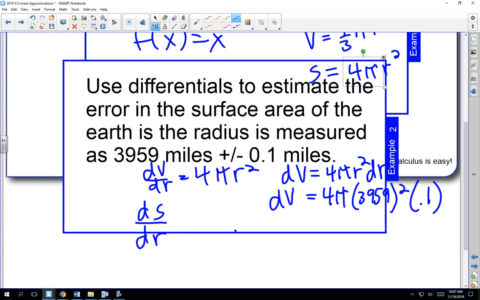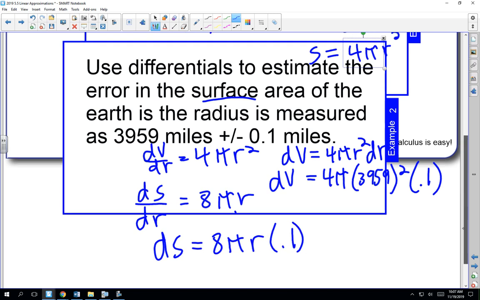So this dV represents the change in volume. I actually want the change in surface area. So I've got to go one level down from surface area. That's the differential for surface area. So dS/dr equals 8 pi r, right? So dS would equal 8 pi r times 0.1. This won't be quite as dramatic, but it's still pretty dramatic.